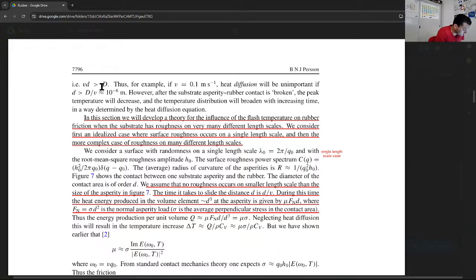So, considering a case with randomness on a single length scale, lambda 0 equal to 2 pi divided by q0, and with root mean square roughness amplitude, this is the first of three main parameters for surface roughness: h0, which is the RMS surface roughness amplitude.